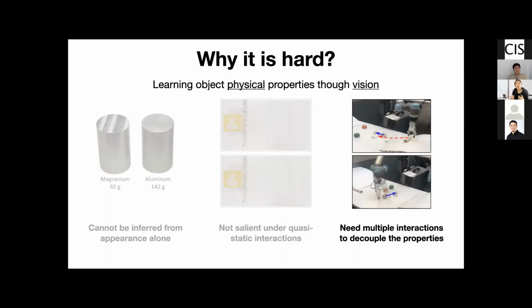Also, an object's motion under interaction is often influenced by multiple physical properties. Given the same initial momentum, the sliding distance of an object is determined by both its friction coefficient and mass. Therefore, in order for the system to really decouple these different physical properties, it requires the system to simultaneously reason about all of them.